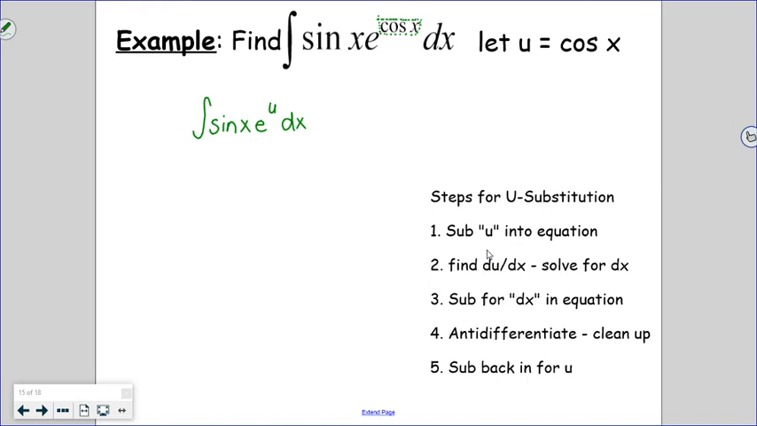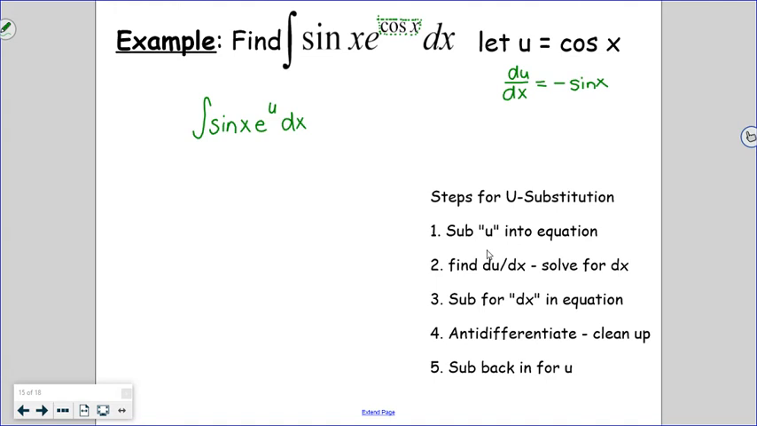Step 2, find du/dx and solve for dx. That is coming over here. You're going to differentiate both sides. So we have u equals cosine of x. If I take the derivative of both sides of that equation, it becomes du/dx equals the derivative of cosine, negative sine of x. Okay, that's the first part. Find du/dx. du/dx equals. Done.